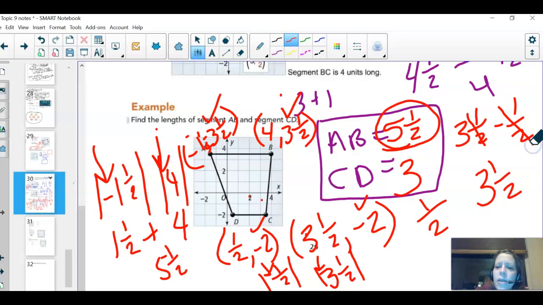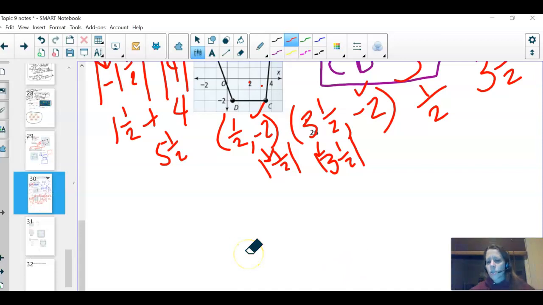3.5 minus 1/2 equals 3. Okay, what do you think? Okay, so this is distance. Remember how I said math continues to build on itself? So as a result, it's really important you understood the last section with distance. You might have to watch that section that I just did a couple times.